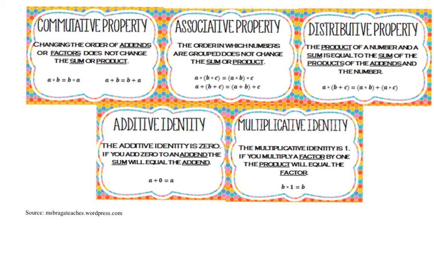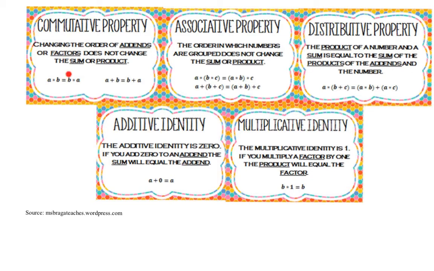Here are the first 4 properties that you're going to need to know to answer these questions. We group the additive identity and multiplicative identity together to count as one. So the first one is the commutative property, which is where you change the orders of the addends or factors. So in 8 plus 8, the 8s would be the addends. In 2 times 8, the 2 and the 8 would be the factors. And when you change the order of that, it doesn't change the sum or product. So 2 plus 8 is the same as 8 plus 2. 2 times 8 is the same as 8 times 2.